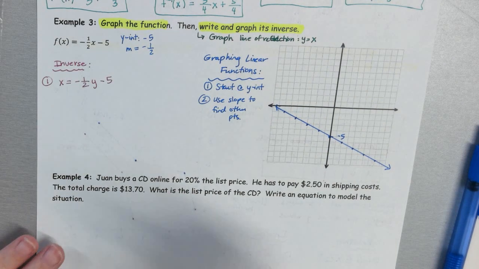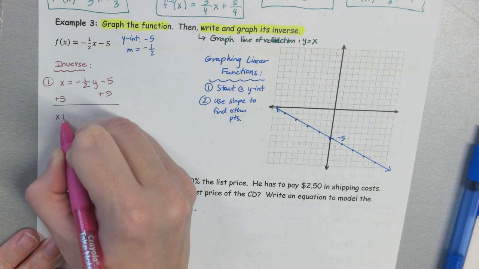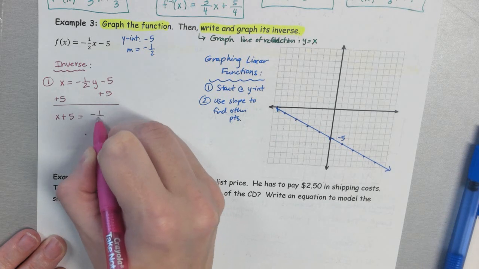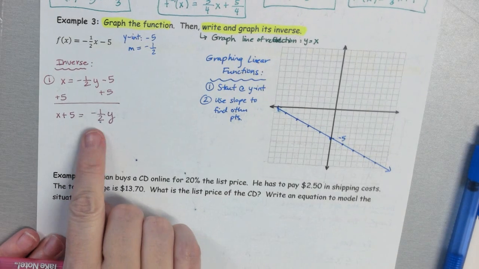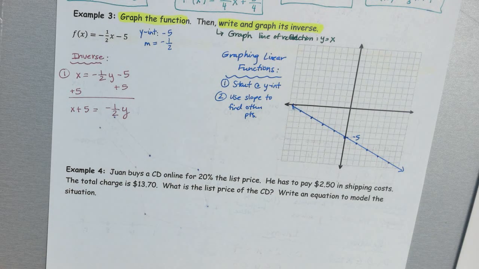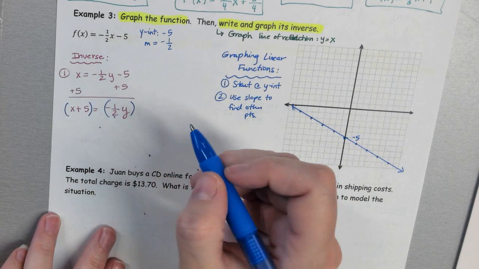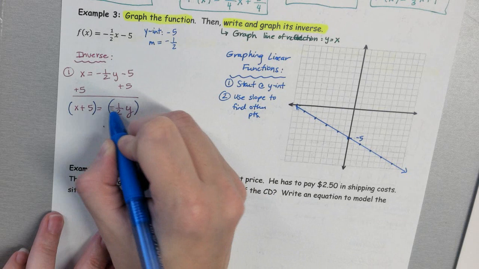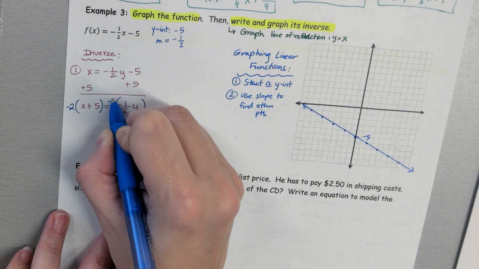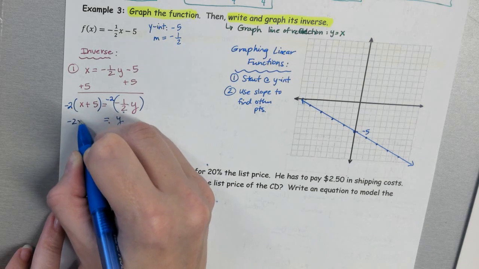Okay, so you're just solving for y. You're getting y by itself, so we got to add 5 to both sides. We have x plus 5 equals -1/2 y. Now, how do I move over that -1/2? You want to move over a fraction. What do you do? Multiply by the reciprocal. So what's the reciprocal? Negative 2 on both sides, and then that's going to make y, and this will be negative 2x minus 10.